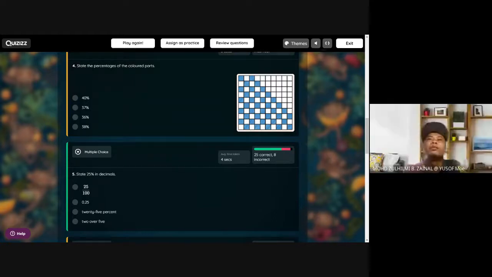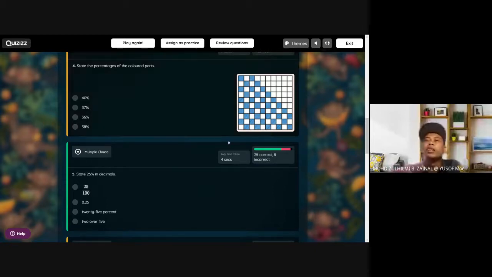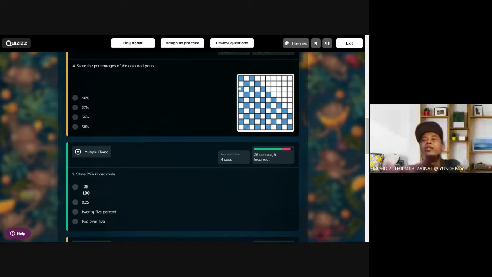Okay, it's open now. Alright. State the percentage. This is the kind of question the teacher mentioned earlier. Quite hard, but actually very easy. This one is in multiples of 5 actually.